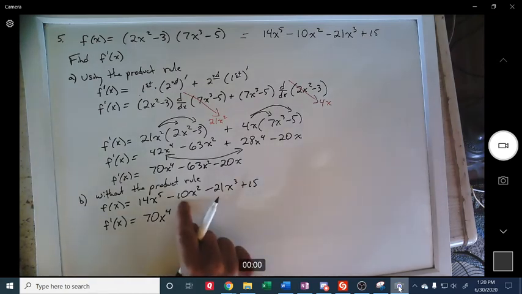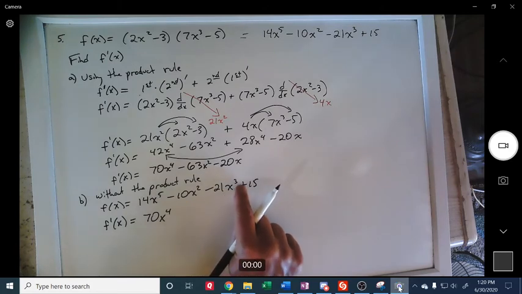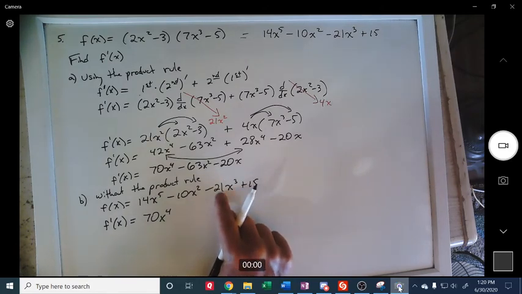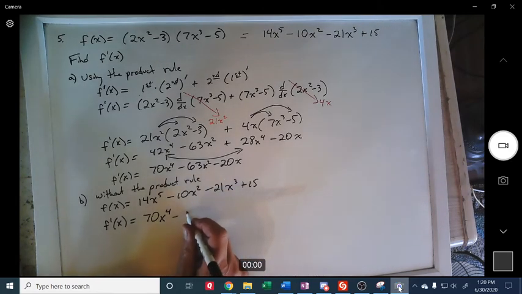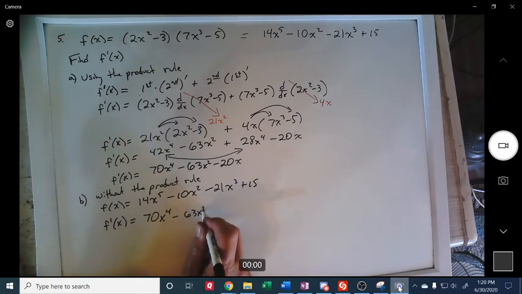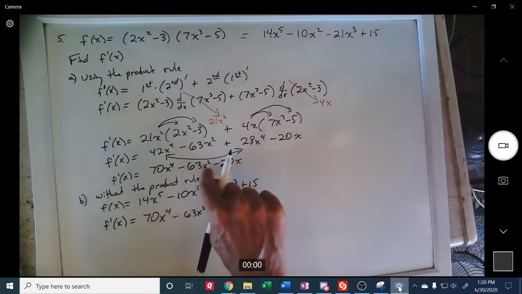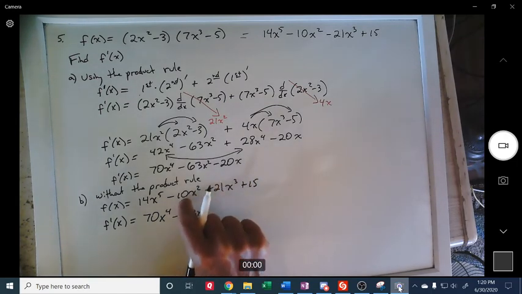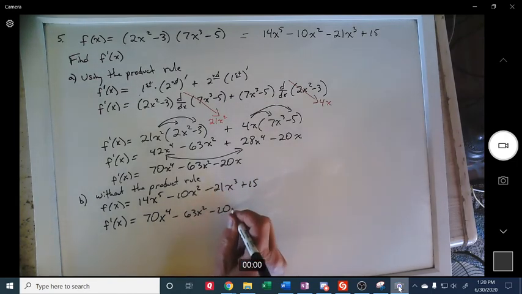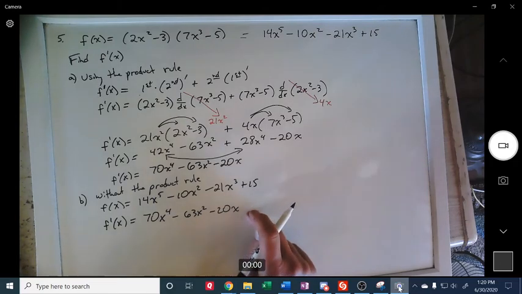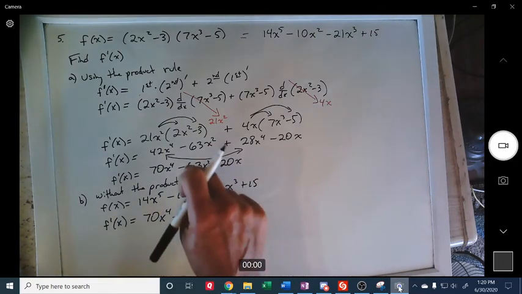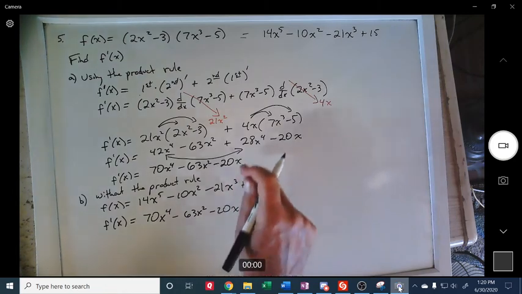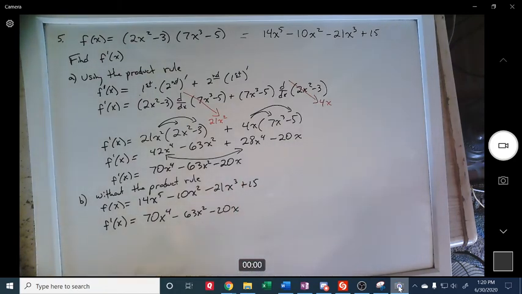Then let's jump to the next highest power term. 3 times 21 is minus 63x squared. That's exactly matching this one. Let's take the derivative of this next one. 2 times this is minus 20x, and the derivative of 15 is 0. This is exactly the same as what we got when we used the product rule.